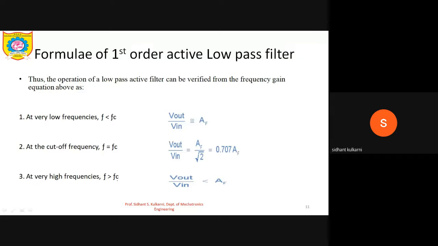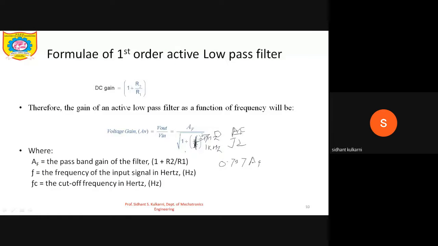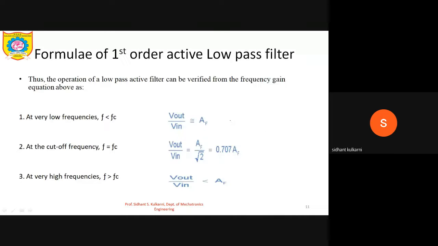And at very high frequencies, F is greater than FC. If we consider F greater than FC, this term will be very, very much greater than 1. If this term is very much greater than 1, then because we are increasing something in the denominator, the gain will be very, very less. Our gain is less than AF.